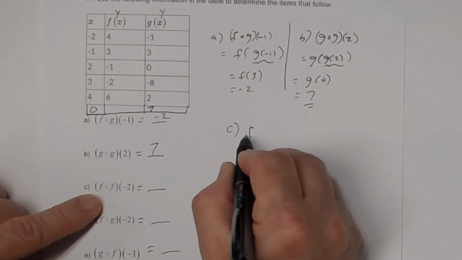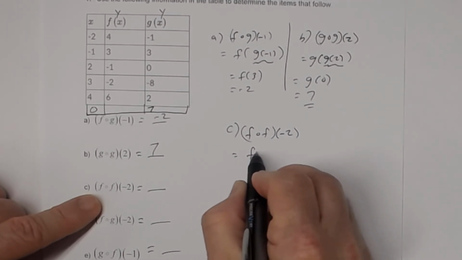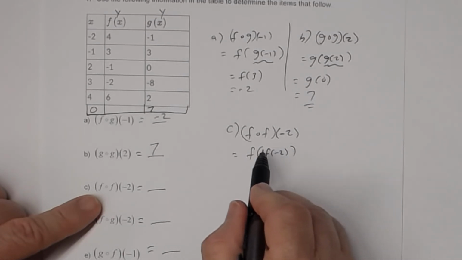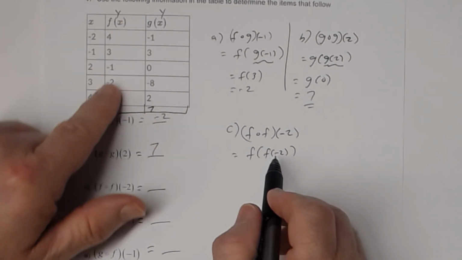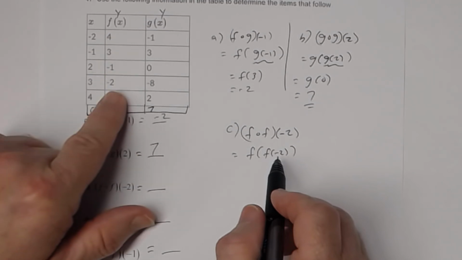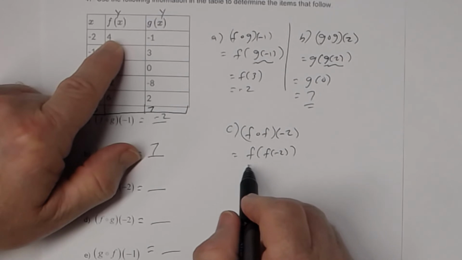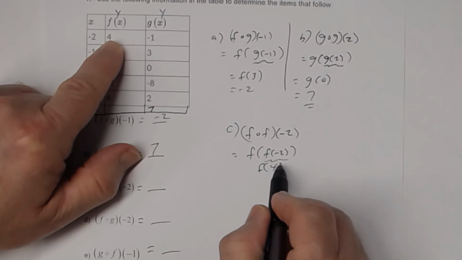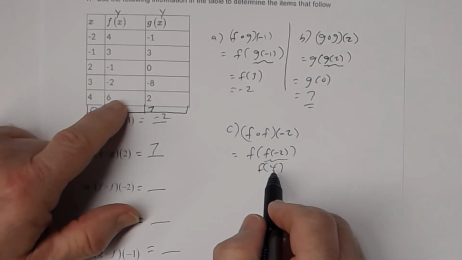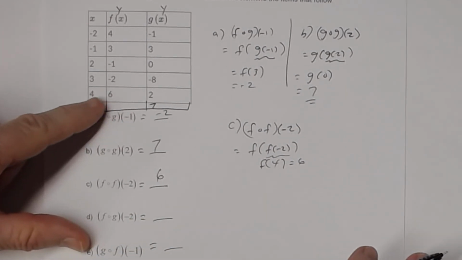So C, you want to find f composed with f at -2. So by definition, that means f of f of -2, right? So let's find f of -2. f of -2 means I go to my function f of x column, and what's that y value when x is negative 2? So when x is negative 2, that y value is 4. So this is 4 right here. So now I've got to find f of 4. And so f of 4 means what is that y value when x is 4? Well, that y value is 6. So this is 6.